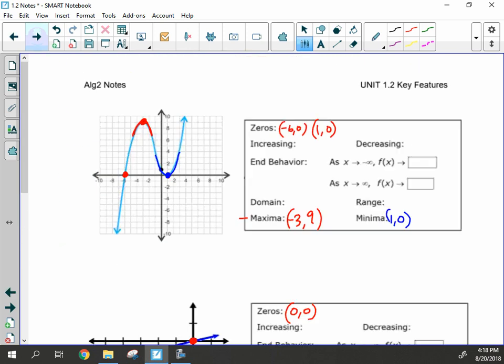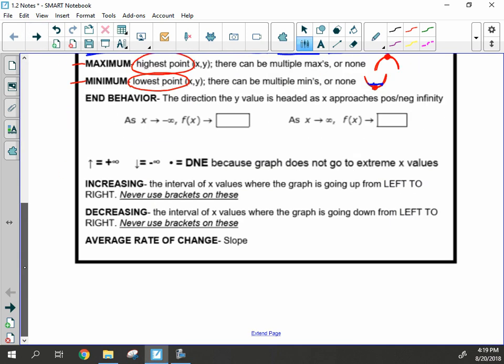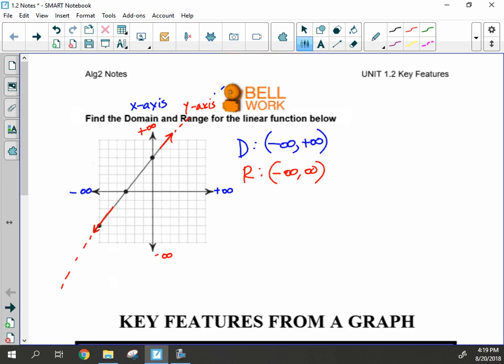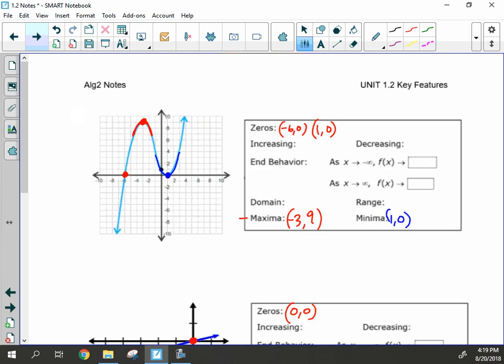So if we look at this graph, x is this way, -infinity to +infinity. So this graph goes left forever, and it also goes right forever because it has the arrows on the left end and the right end. So your domain is -infinity to infinity. The range, same thing. It's going down forever, it's going up forever. So that's -infinity to infinity.